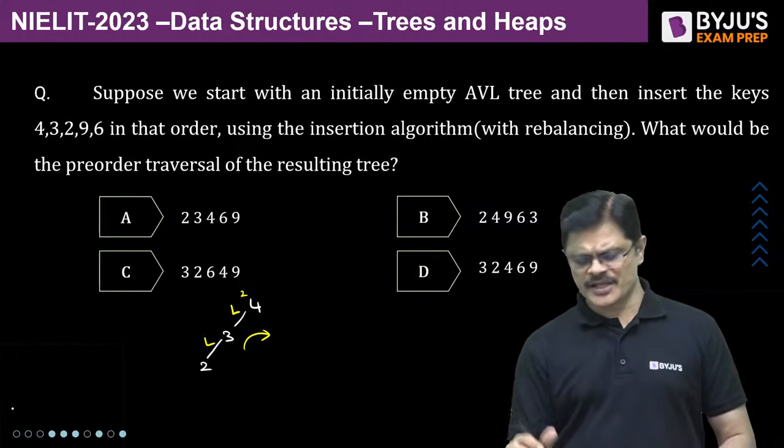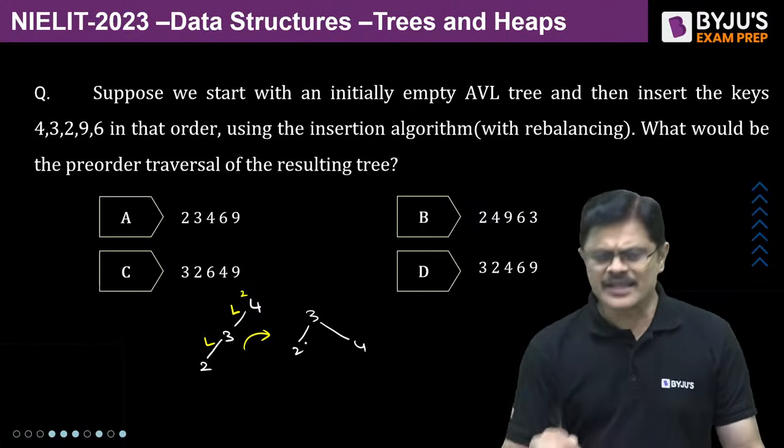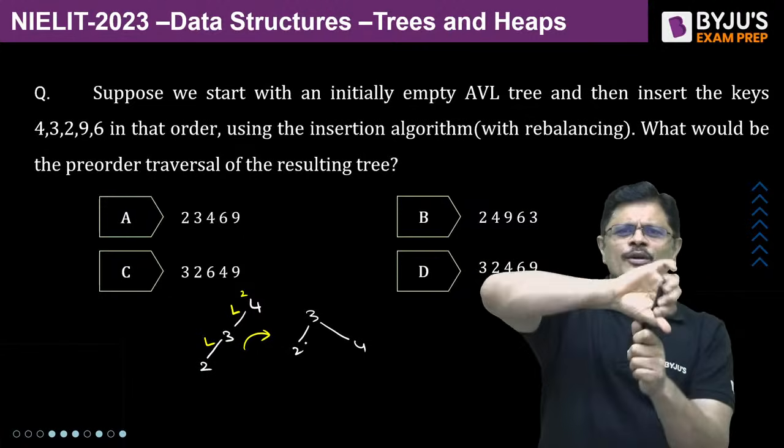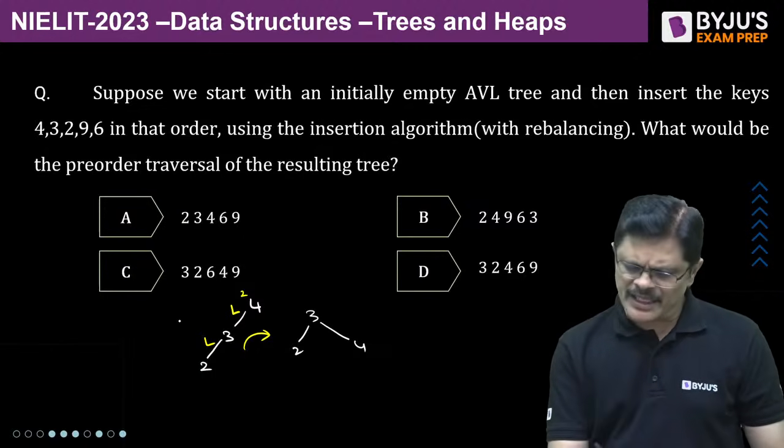LL rotation is just 3 moves up, 4 moves to the right. That is just make this rotation. LL rotation is just this rotation. Am I clear? Very good. After that, continue your insertion.